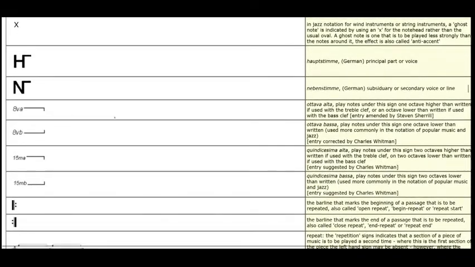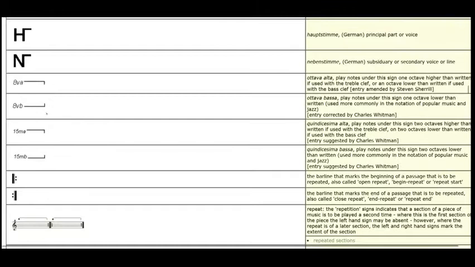Geez, these are two things I haven't seen since college. They're both German notations, and it's telling you about the part. Generally, it's telling you how important the part is. The primary part or voice would be the H, and the N with the little line there, that's the secondary. These are important. The 8va, 8vb. 8va means you're playing it an octave up. 8vb, ottava bassa, means you're playing that an octave down.